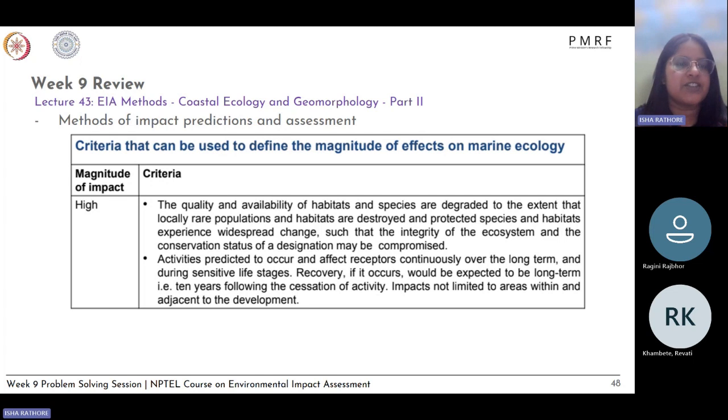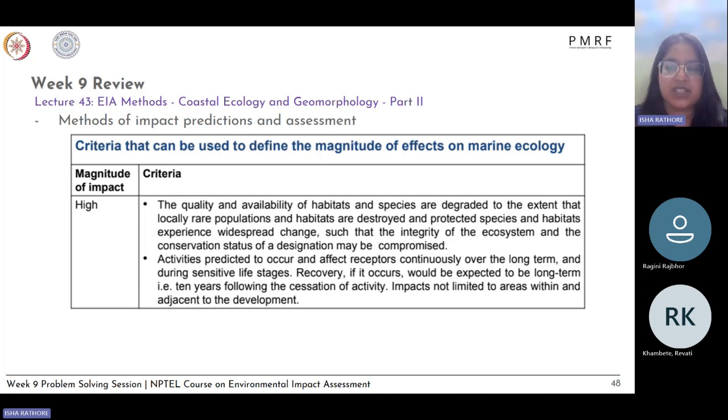For marine ecology specifically, a high magnitude could be something which affects the quality and availability of habitat and species. If they are degraded to the extent that locally rare populations and habitats are destroyed, that protected species and habitats experience widespread change such that the integrity of the ecosystem and the conservation status of a designation may be compromised. And the activity is predicted to occur and affect the receptors, people or species, flora or fauna, on which this effect is being calculated, continuously over the long term and during sensitive life stages.